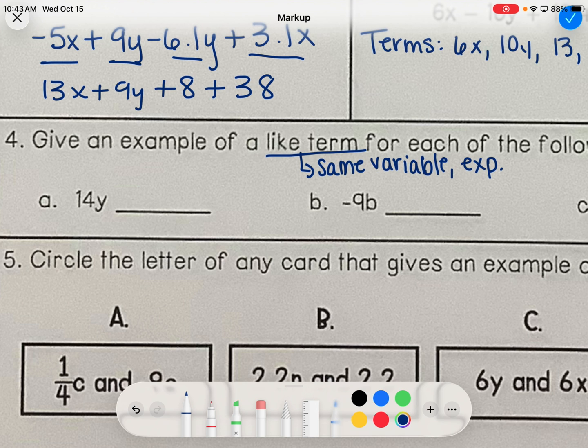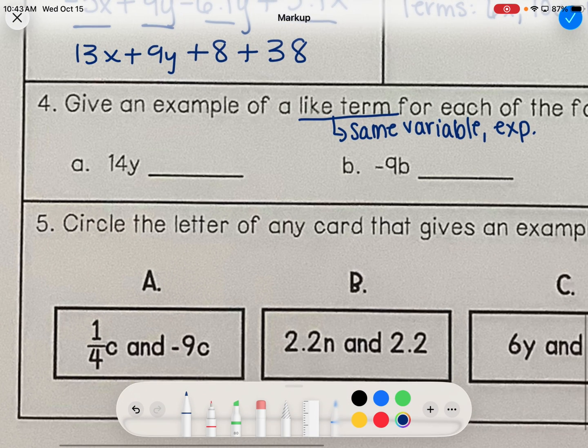So just like you would keep oranges with oranges, apples with apples, you're going to keep x's with x's, y's with y's, b's with b's. Does that make sense? So if I wanted a like term to 14y, what's another term that would be similar? 5y. Good job. And don't be afraid to use negative numbers if your heart desires. Negative 9b. What's something that sounds like negative 9b?